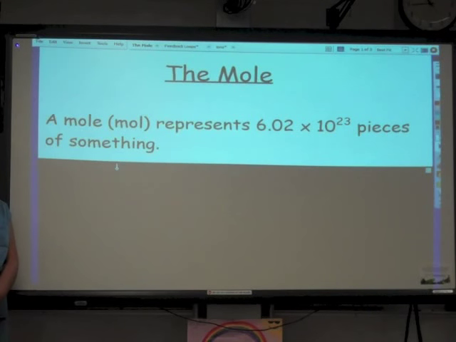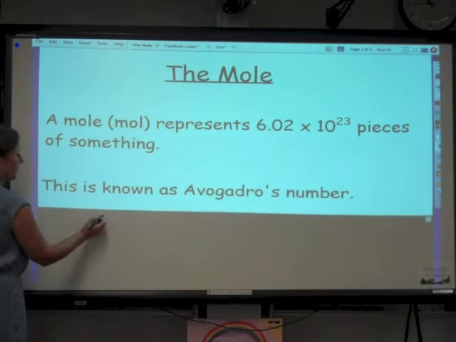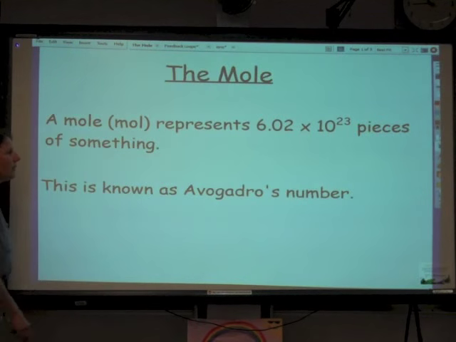Why would we need such a large number in chemistry? Well, basically because atoms and molecules are very tiny. So if we're talking about a quantity of atoms or molecules that we could actually measure or see or hold or manipulate, we need a lot of them. Now, this number is also known as Avogadro's number, named after the Italian physicist and chemist Amedeo Avogadro. Avogadro's number is 6.02 times 10 to the 23rd, and that is the number of things in a mole. So this is our basic unit conversion in chemistry.